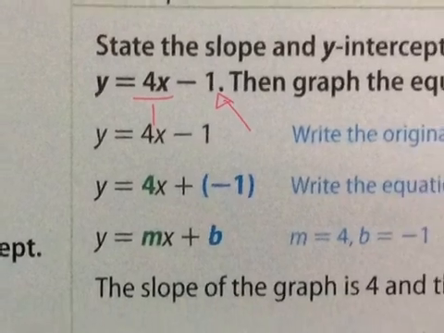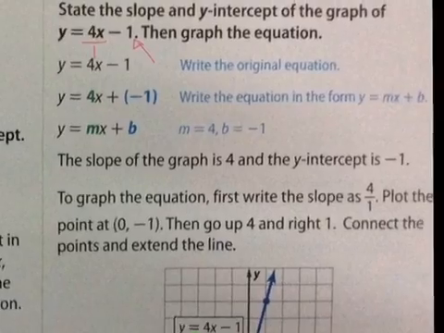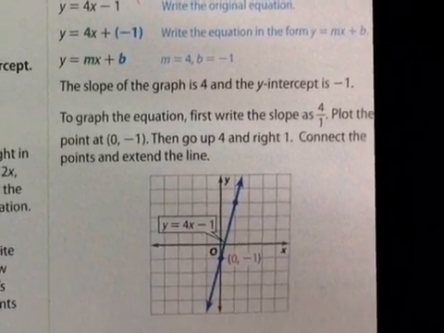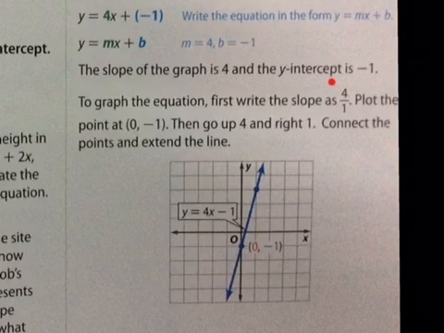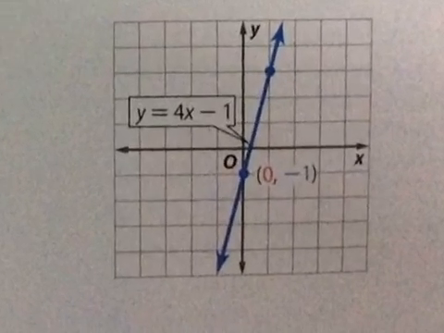But how does this apply to our graph? Take a look here. The slope of the graph is 4, and the y-intercept is -1. That's what this means. We've labeled these. m is our slope, and -1 is going to be our y-intercept. So when we graph, it looks like this.